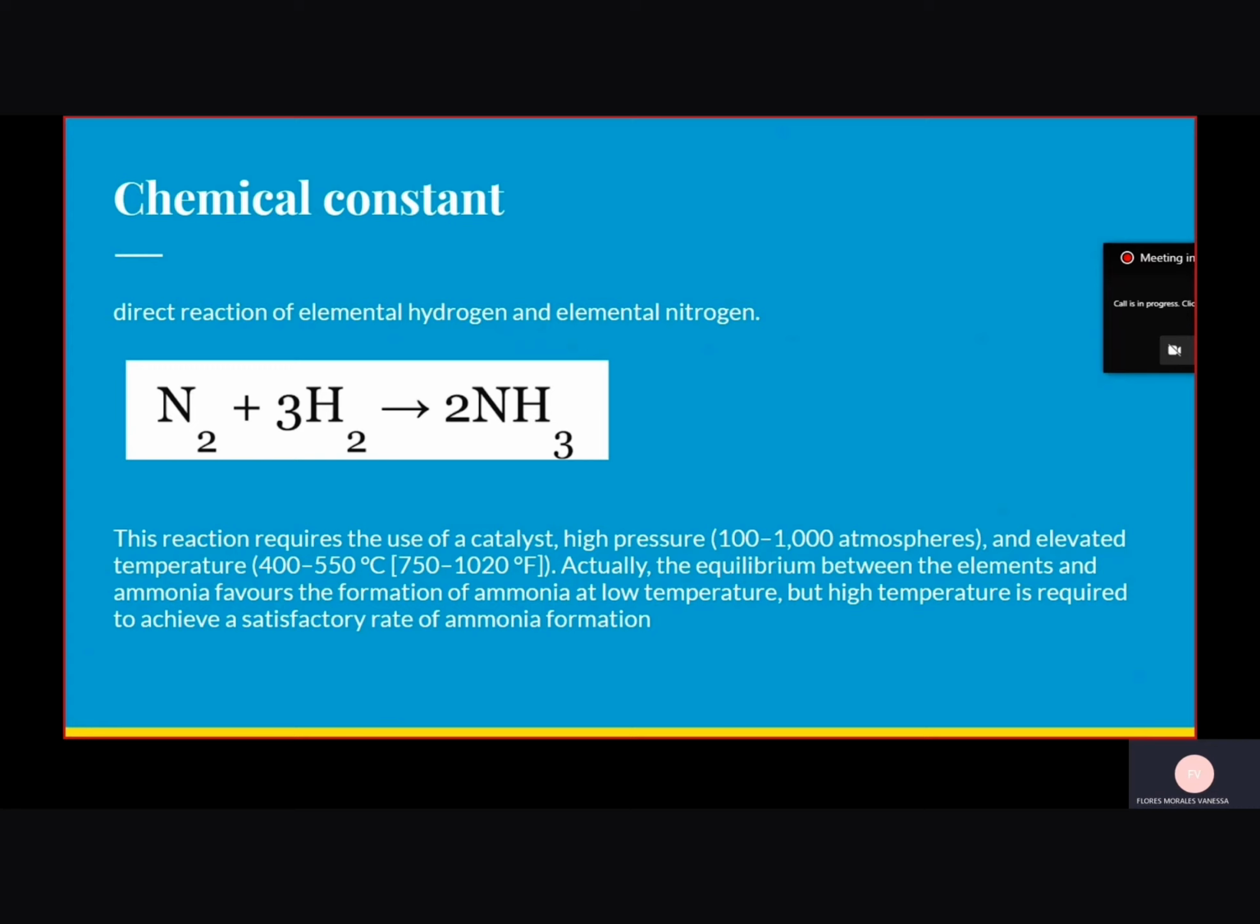This reaction requires the use of a catalyst, high pressure and elevated temperature. So the equilibrium between the elements and the ammonia favors the formation of the ammonia at a low temperature. But high temperatures are required to achieve a satisfactory rate of ammonia formation.